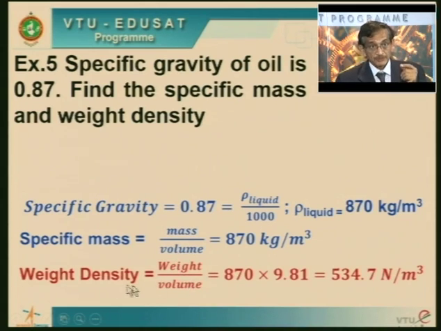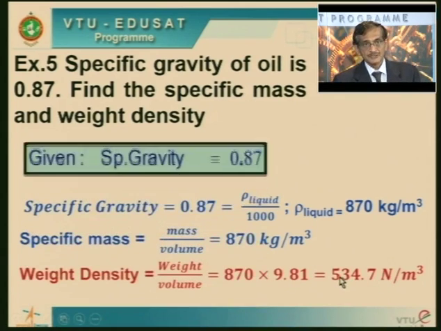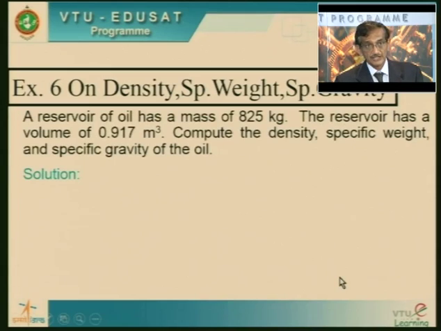So, we say weight density is 870 into 9.81. It means weight density is equal to rho into g. Rho value is 870 kg per meter cube for the oil, and acceleration due to gravity is 9.81. You will get 5347 something like that, correct. Let us see the next question.